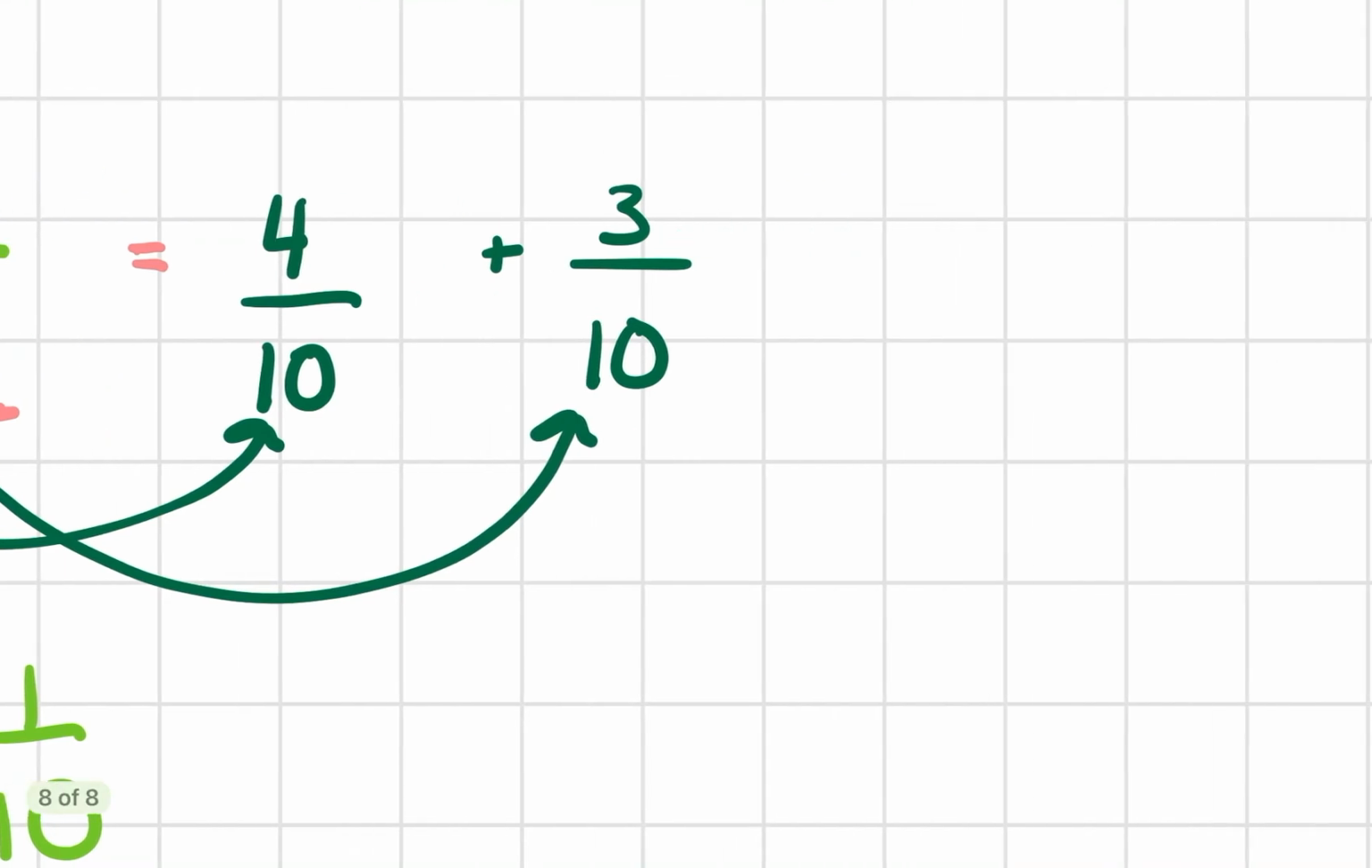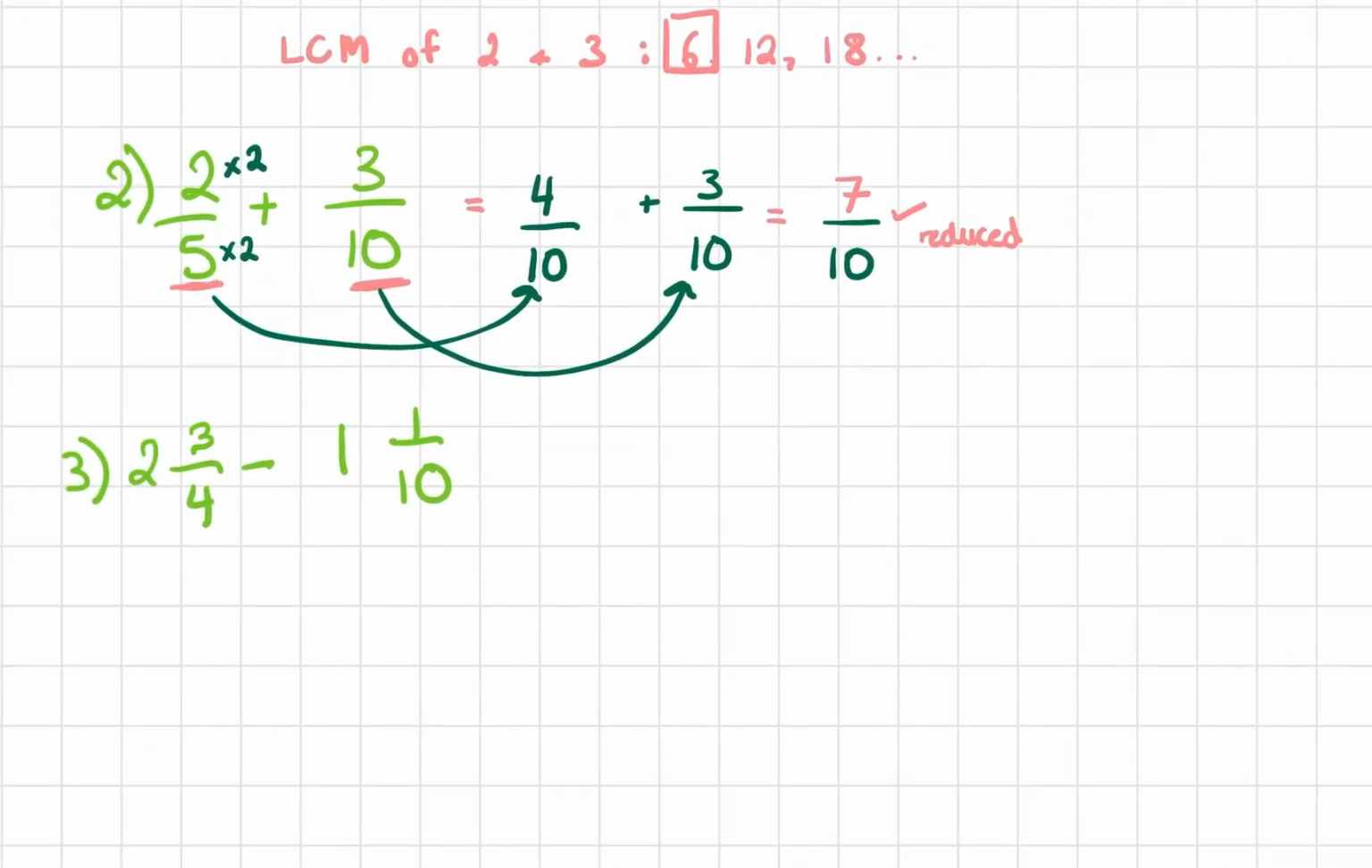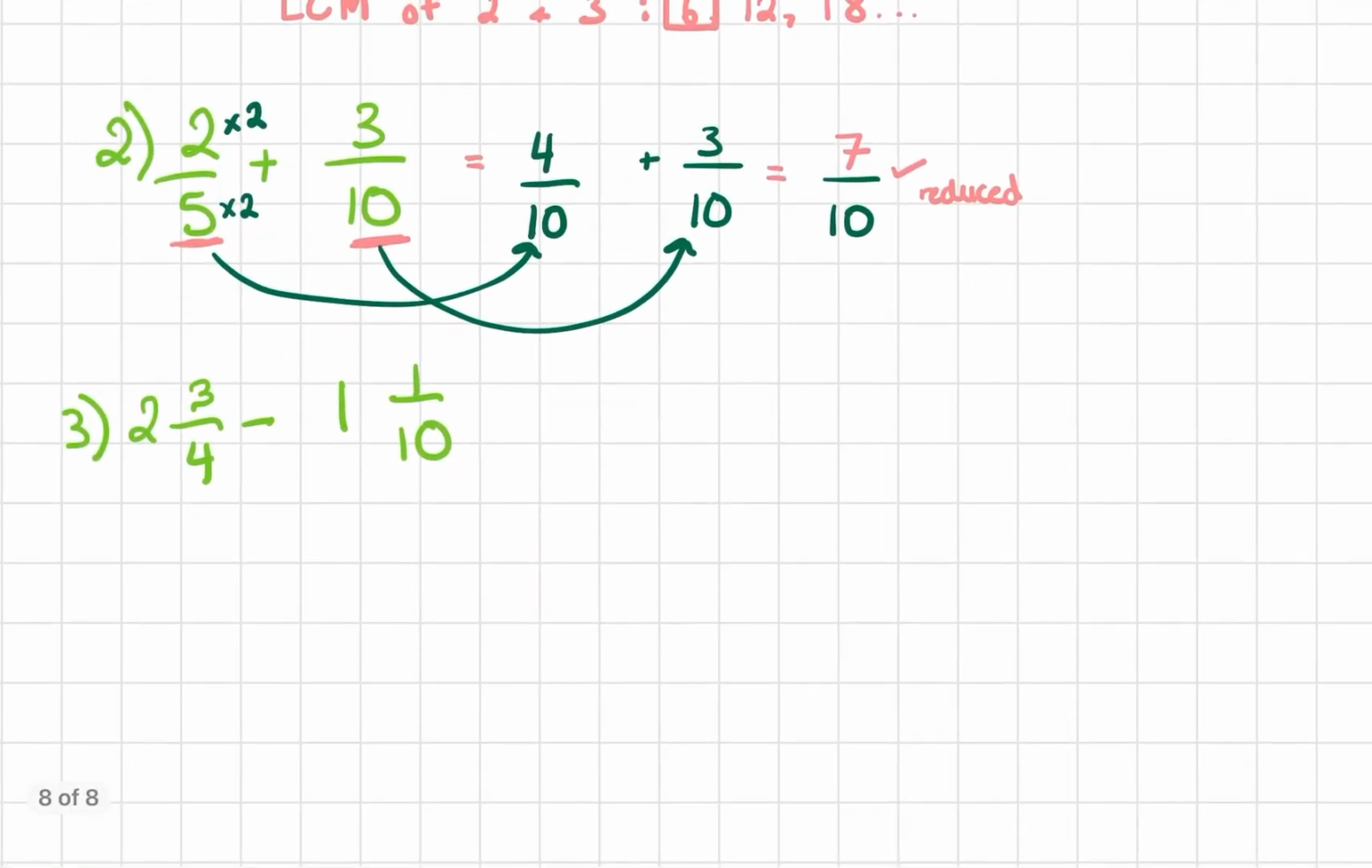And now to finish off this question, you always keep the denominator and you add across the top. 4 plus 3 is 7. And 7/10 is once again reduced. So we are done. Now let's do one last question here.